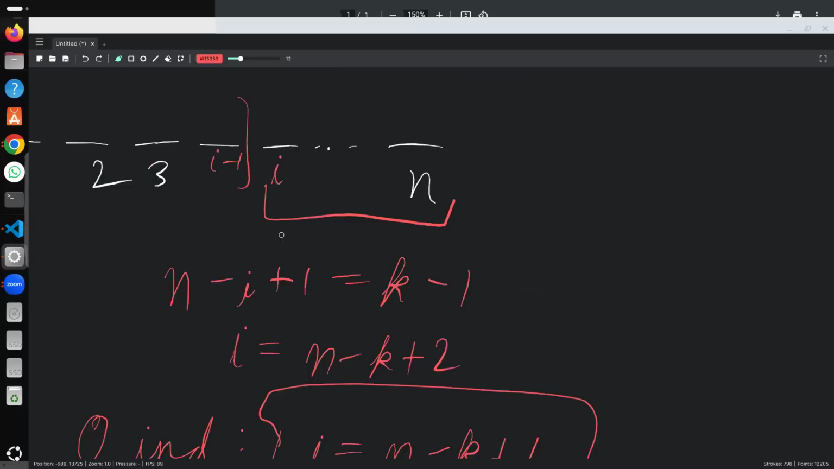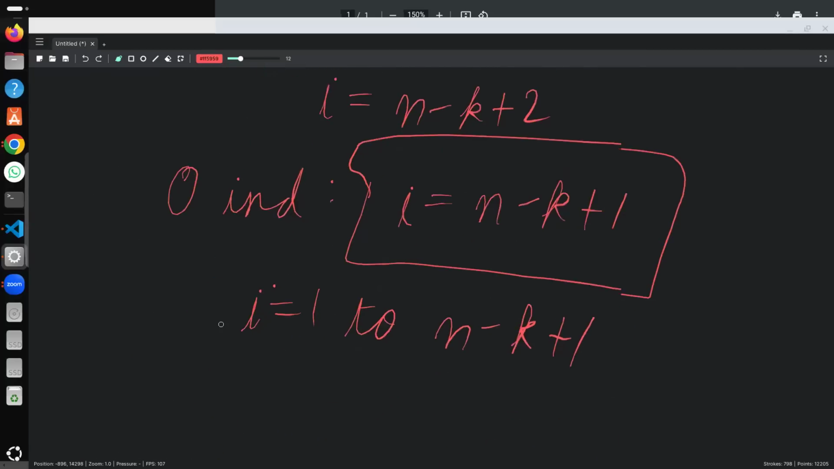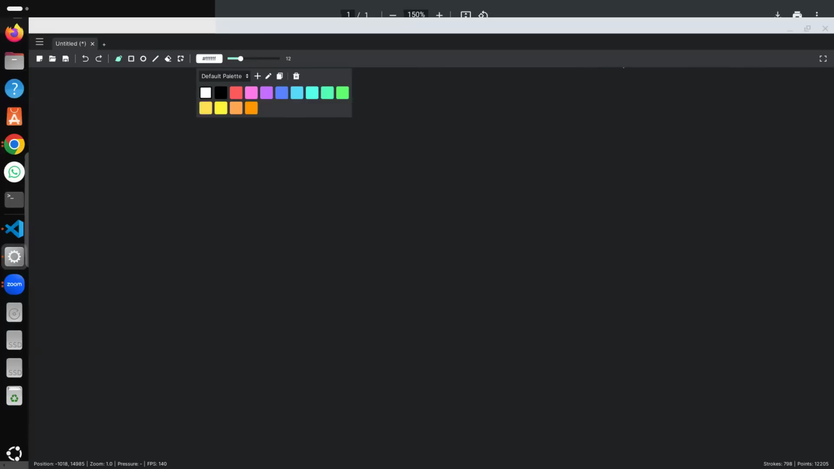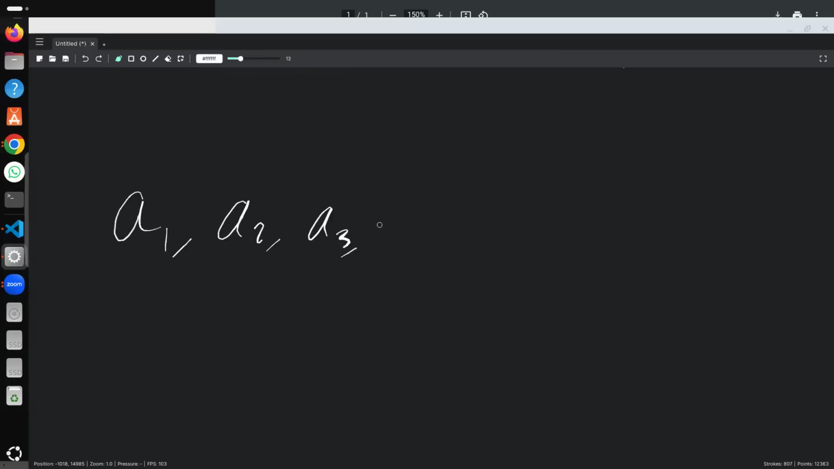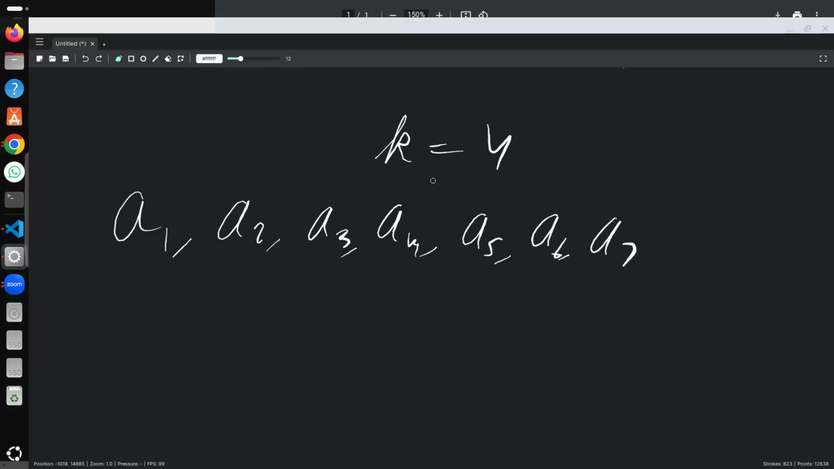So basically, here I'll just take an example. We had A1, A2, A3, A4, A5, A6, and A7, and k is equal to, let's say, 4. Okay. So till where can we take? We can take till A5, right? Because we can make A1 to A4 a segment, and then A5, A6, and A7. So we want to find, in the general case, till where can we take?